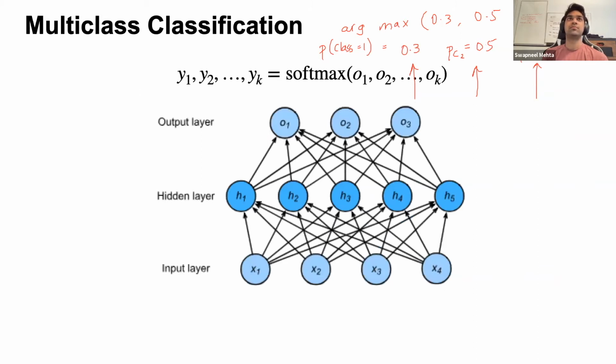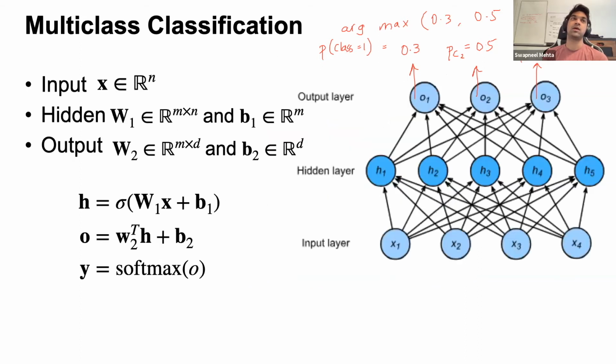Yeah, we've talked about this. Take the softmax of the outputs and then consider the highest predicted probability. I don't think I want to say anything more about that.